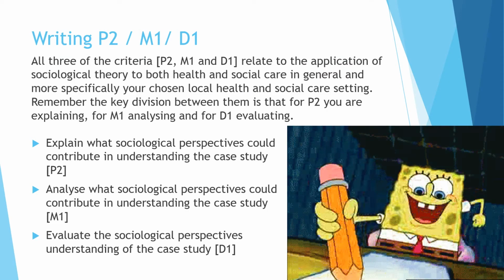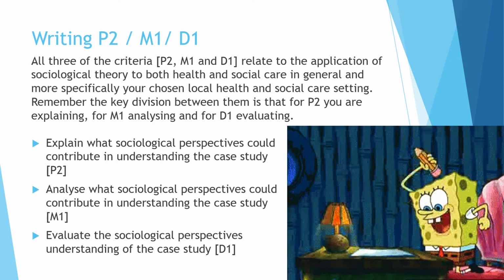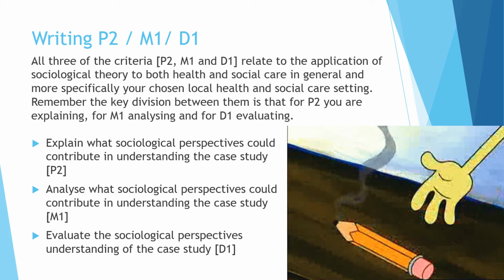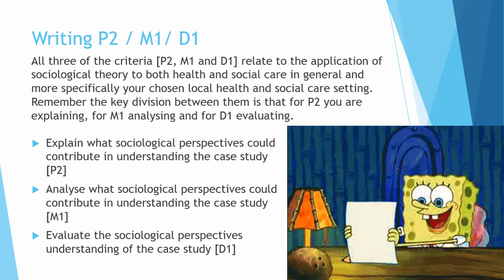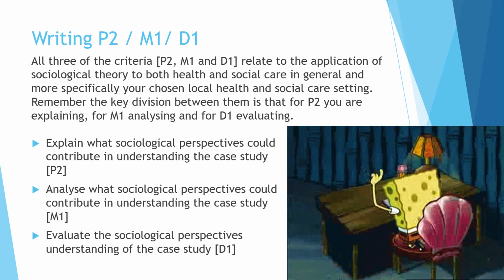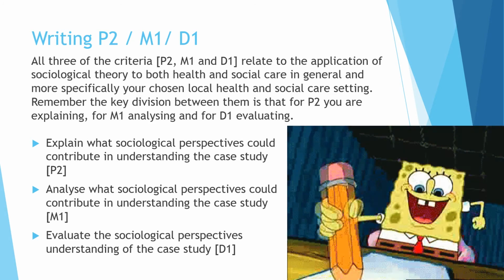Okay, so as previously you only had the pass criteria to worry about. So with P2, M1 and D1 there are three elements here: a pass, a merit and a distinction. So you really need to start thinking about where you want to be going with your coursework. Are you going to settle for pass? Are you going to push for merit? Are you going to go that further step and do distinction?